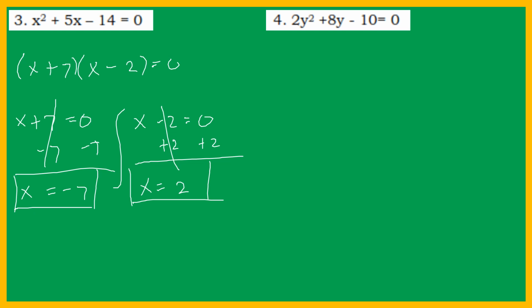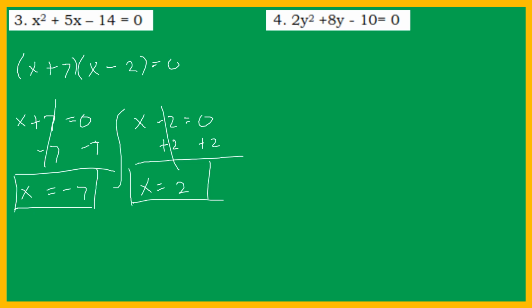Para naman kung gusto niyo i-check, pwede niyo siyang i-substitute dito sa ating original equation. Okay, next is the fourth example. We have 2y squared plus 8y minus 10 is equal to 0. So, what have you noticed with the given? All the terms in the quadratic equation are divisible by 2.